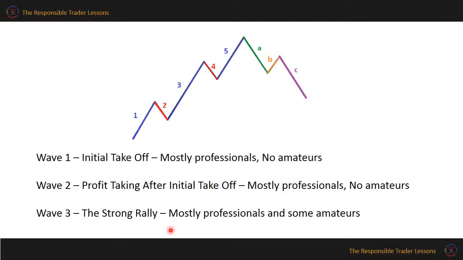Let us now take a look at all the waves one by one by examining what professional traders or investors and amateur traders are doing at each wave. Henceforth, during the discussion, I will just refer to professional traders and investors as professionals and the amateur traders as amateurs.